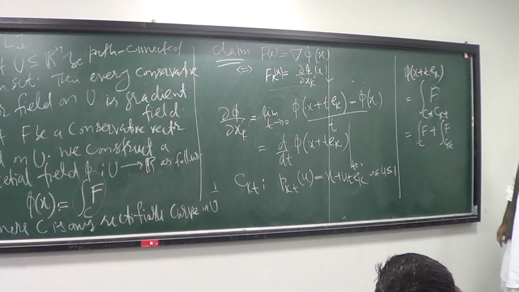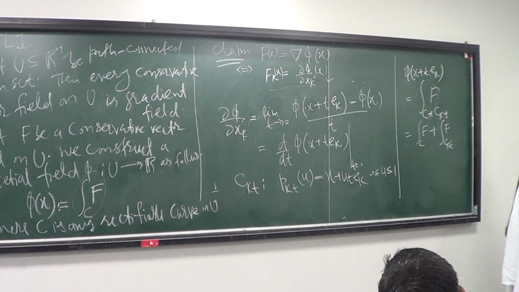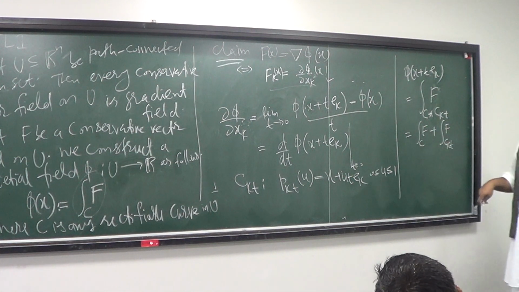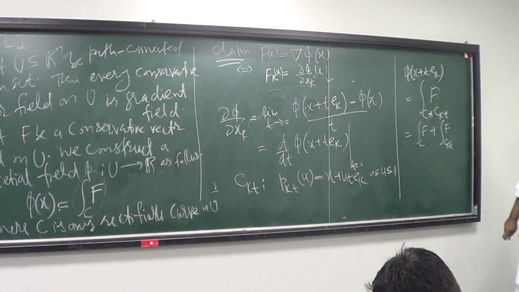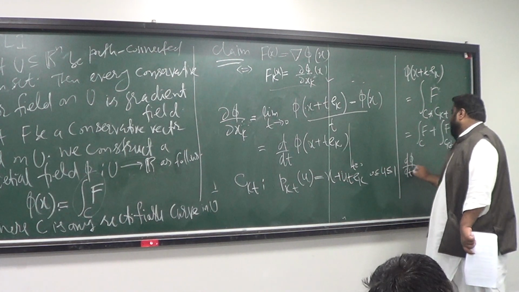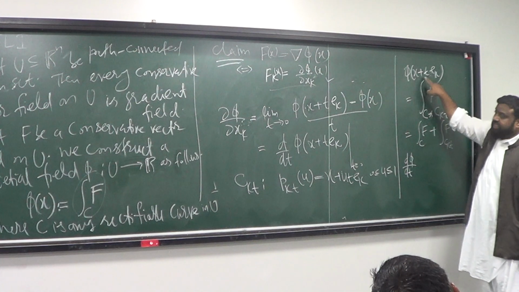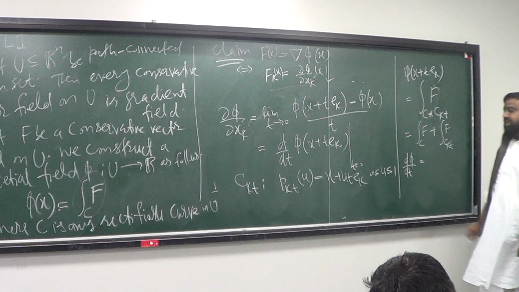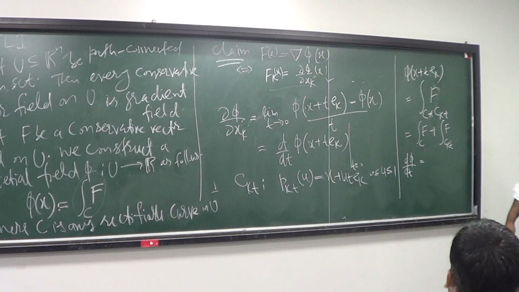This is going to be the case. Okay? And now differentiate both sides with respect to t. So let's differentiate phi with respect to t. And I'm assuming that there is this x plus tek here actually. So what would be the derivative of phi with respect to t?